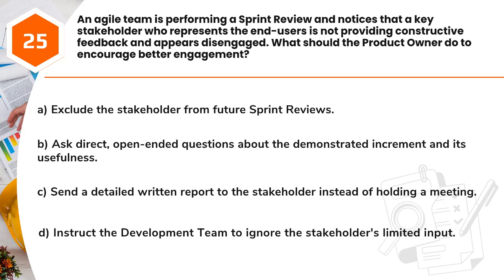Question 25. An Agile team is performing a sprint review and notices that a key stakeholder who represents the end users is not providing constructive feedback and appears disengaged. What should the product owner do to encourage better engagement? A. Exclude the stakeholder from future sprint reviews. B. Ask direct, open-ended questions about the demonstrated increment and its usefulness. C. Send a detailed written report to the stakeholder instead of holding a meeting. D. Instruct the development team to ignore the stakeholder's limited input.